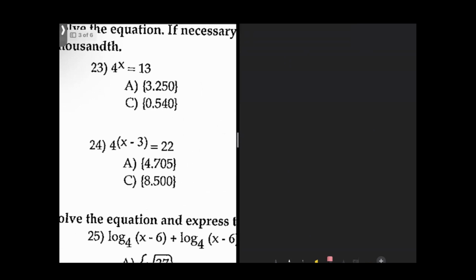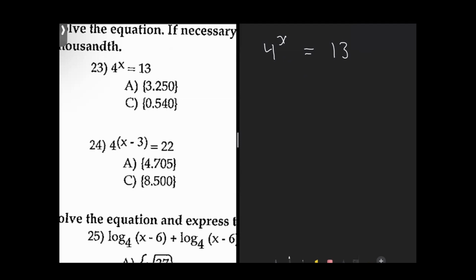Number 23, you want us to solve for x. So how can we solve for x? We have 4 raised to the x power equals 13. Unfortunately, the number 13 cannot be rewritten with a base of 4 to a power. There is a property that when you have the same base, you can set the exponents equal to each other and solve for x. But unfortunately, 13 cannot be written as 4 to some power.